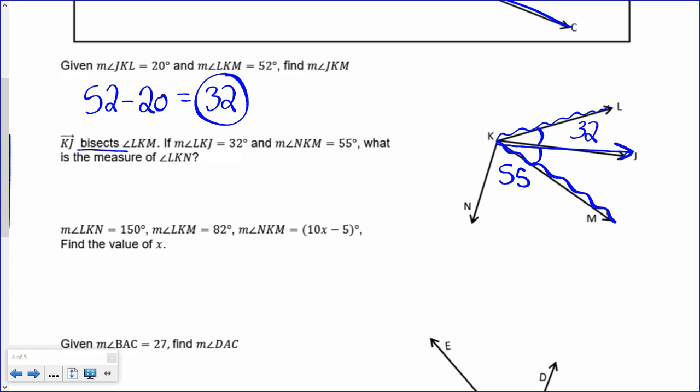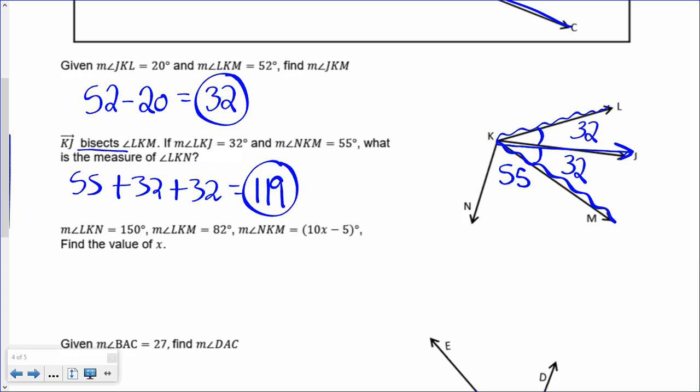Since we have congruent angles, you can immediately infer that the other angle is 32 as well. They didn't specifically write out that JKM is 32, but I can extrapolate that it is because they've been bisected. If I know one half is 32, the other one's 32. So what's the full measure? 119. 55 plus 32 plus 32 equals 119. So again, sometimes you have to jump through hoops. You have to find missing pieces in order to find the final answer. Everybody good with that one?